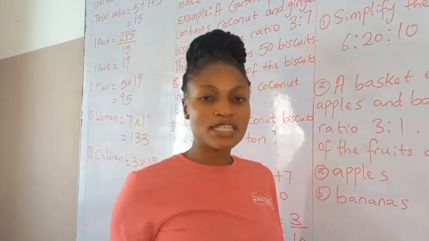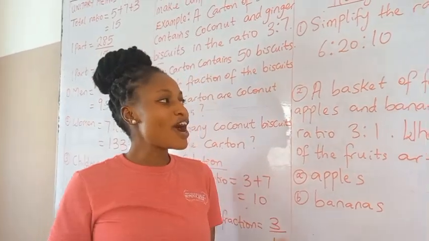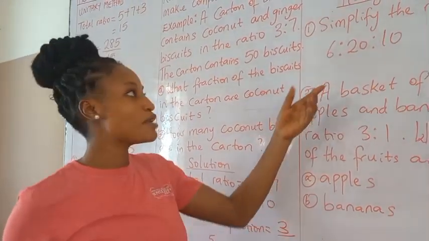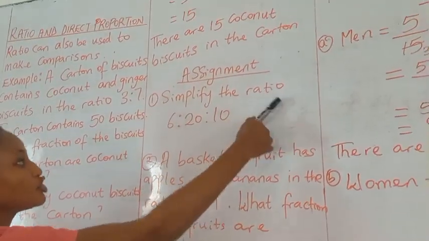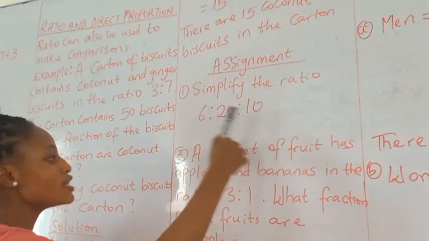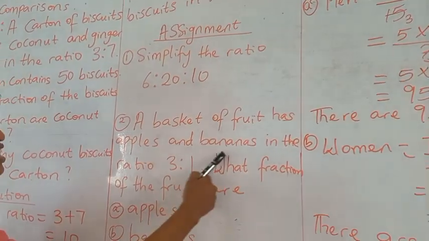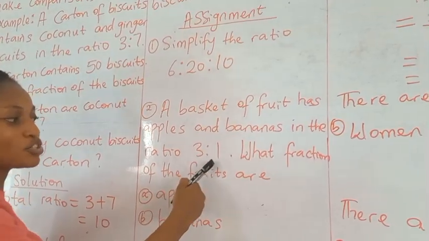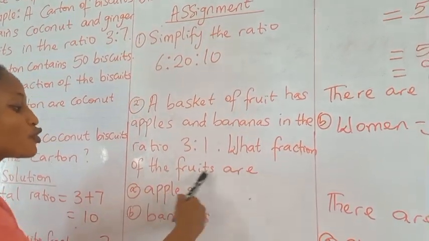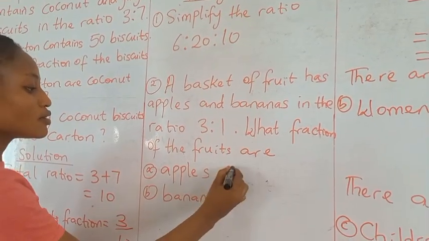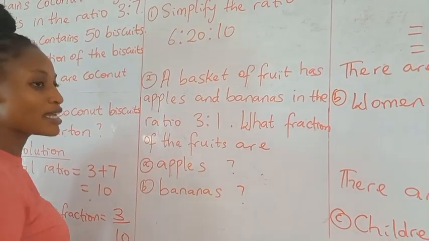We have come to the end of today's class, but before I go, here is your assignment. Simplify the ratio 6:20:10, and secondly, a basket of fruits has apples and bananas in ratio 3:1. What fractions of the fruits are apples and what fractions of the fruits are bananas?